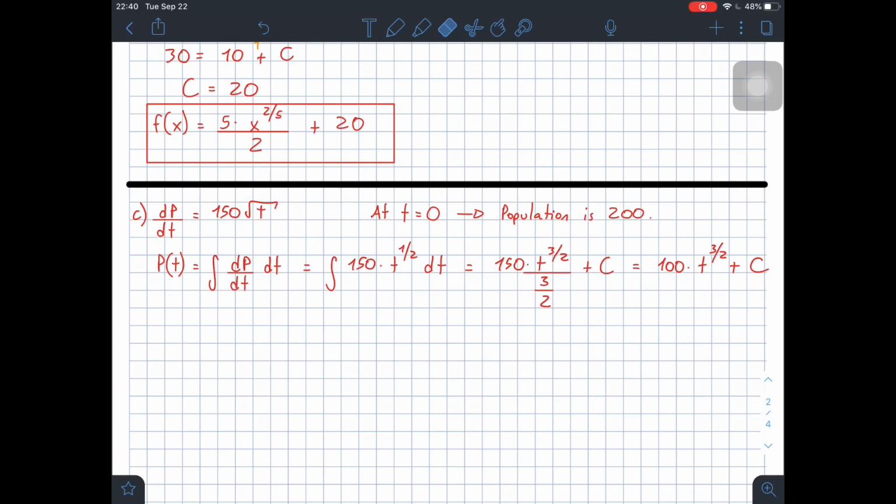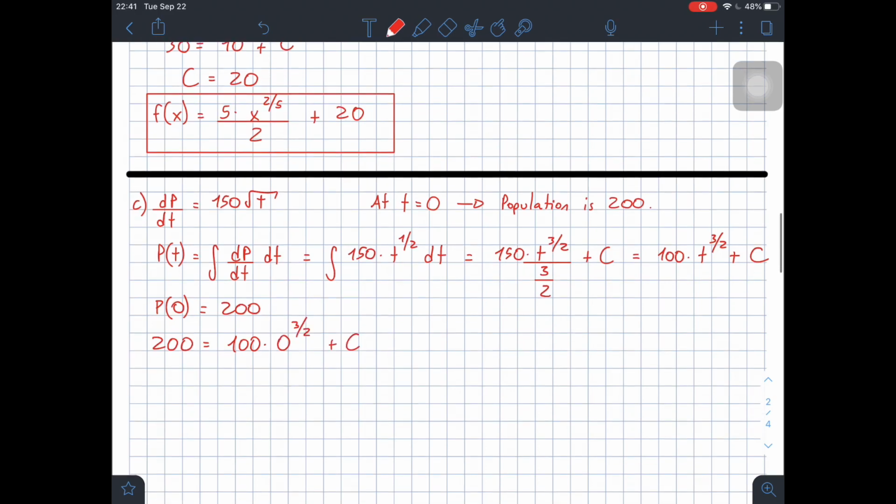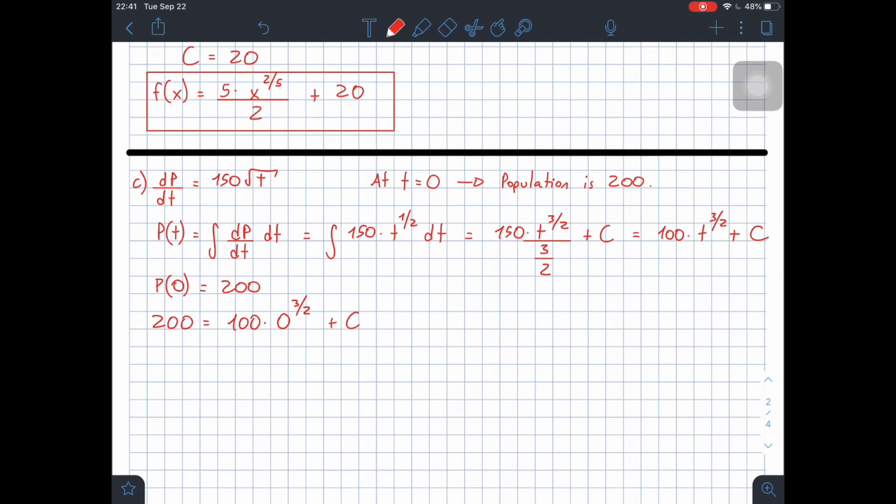Let me write what I'm going to do first. I'm going to say that the population at time equals 0 is equal to 200. So I'm going to replace P with 200, and using this expression here, I'm going to replace time with 0. So this is 100 times 0 to the power of 3 over 2 plus c. Any number of 0 to the power of any exponent is always equal to 0.